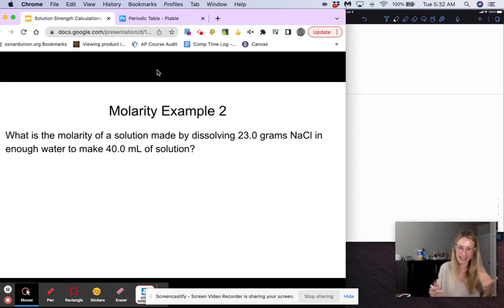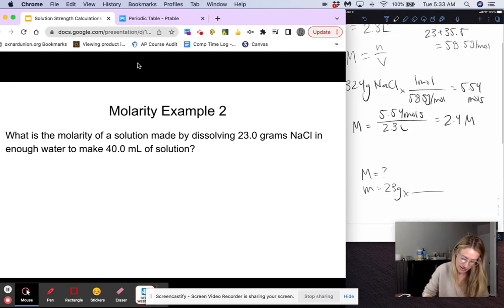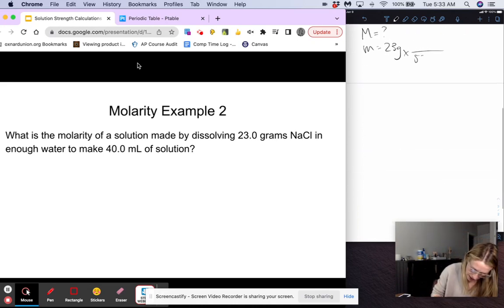So now we want to know, again, the molarity of the solution. So I'm looking for molarity. And I know that I'm going to dissolve 23 grams of NaCl in enough water. So my mass is 23 grams. Again, we want to convert that to moles. So using the same molar mass as before, 58.5, because again, this is NaCl also, 58.5 grams per 1 mole of NaCl. So 23 divided by 58.5, we get about 0.4 moles.